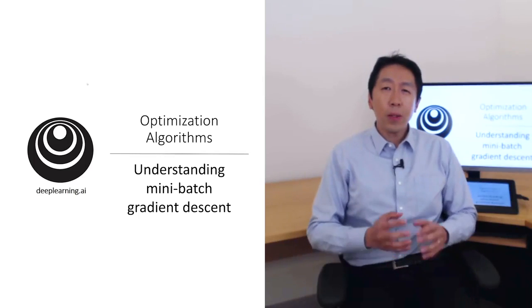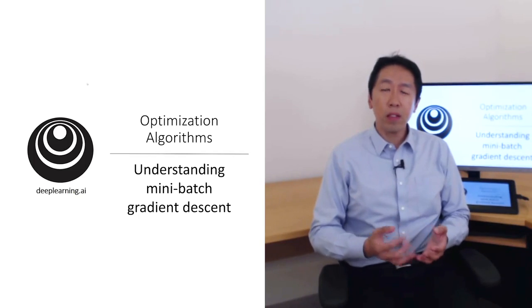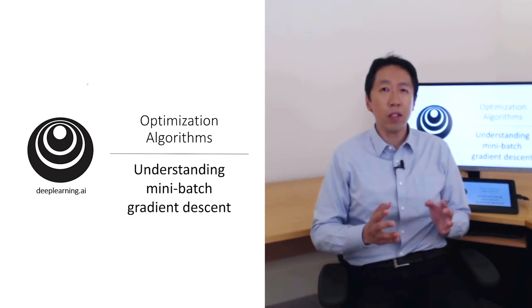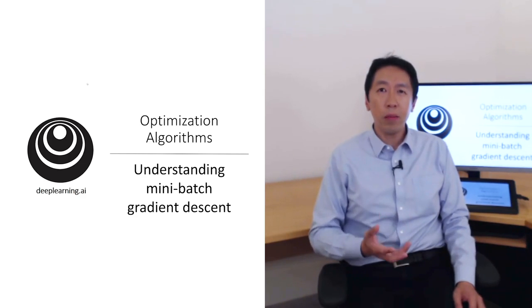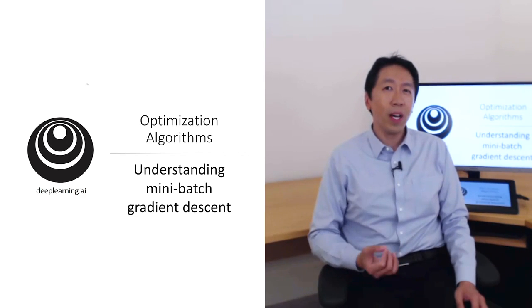In the previous video, you saw how you can use mini-batch gradient descent to start making progress, to start taking gradient descent steps, even when you're just partway through processing your training set, even for the first time. In this video, you learn more details of how to implement gradient descent and gain a better understanding of what it's doing and why it works.